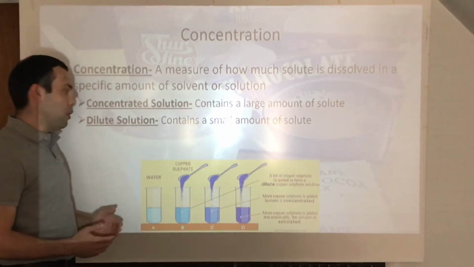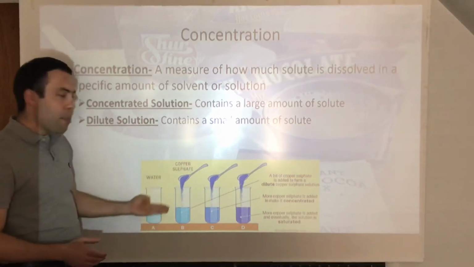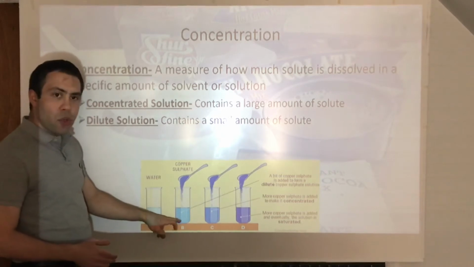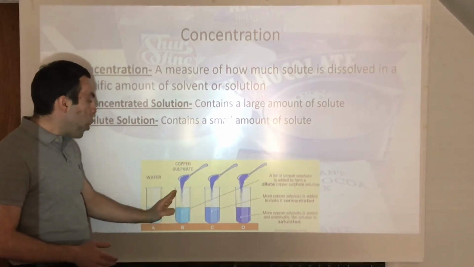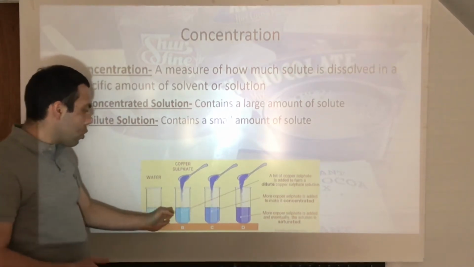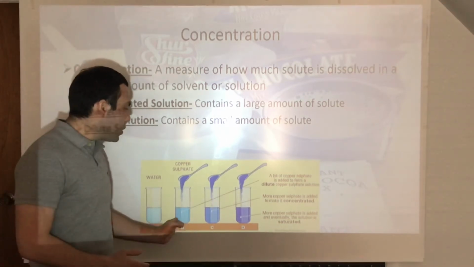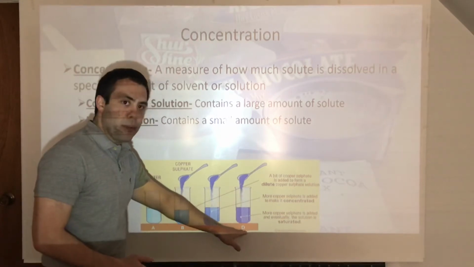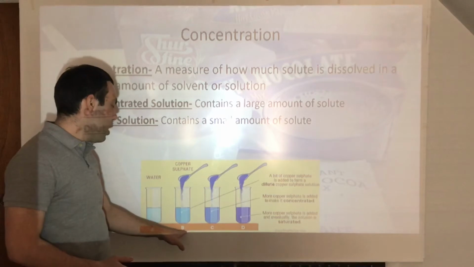For example, down here, you have water and copper sulfate. If you add a little bit of copper sulfate, that is a dilute solution. You see that here in the graphic, it is light blue. The more copper sulfate powder you add, the darker blue it gets, the more concentrated it is. So the most concentrated solution here is in test tube D. The most dilute solution of copper sulfate would be here at B.